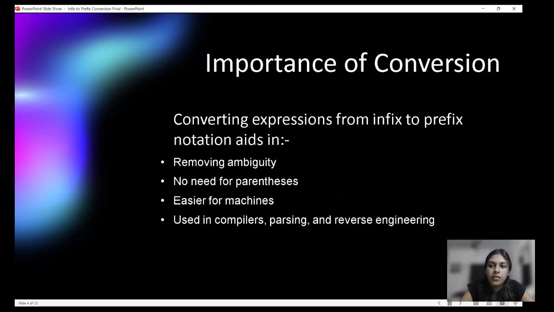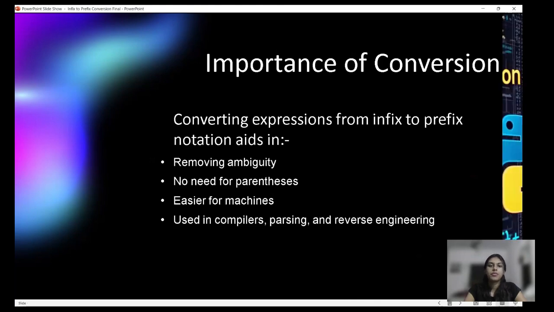Now, the importance of conversion. Why exactly do we need to convert an infix expression to a prefix expression? Converting it aids in removing any ambiguity. It does not need any parentheses, and it's also easier for machines to understand the prefix expression. It is also used in compilers, parsing, and reverse engineering.